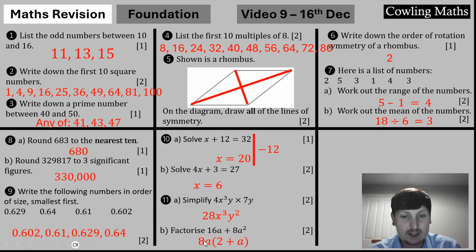8 divided by 8 is 1, so there's an invisible 1 in here, and then A squared divided by A is A. You can always expand your bracket to check you get the right answer. So 8A times 2 makes 16A, 8A times A makes 8A squared. So it is correct. That's a 2-mark question. So you'll get 2 marks if you got the full correct final answer. You'll get 1 mark if you got a different factor taken out but still correctly factorised.